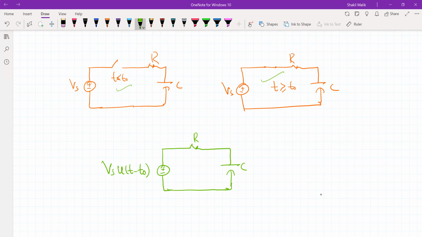So we can perform the analysis by using now this circuit, which is valid for all time t. I hope you have got the idea how do we model the switching of the circuit or turning on and off of a switch by this unit step signal. Let me stop here.